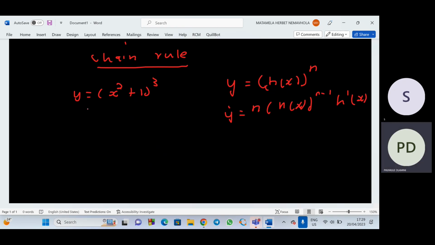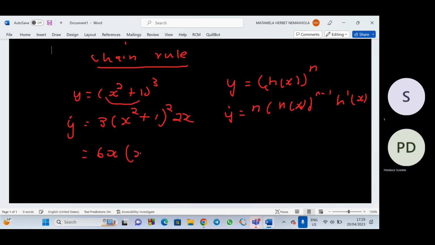So if we use this rule here to find this using the chain rule, y prime is going to be 3 in brackets (x squared plus 1) to the power 2. Then when we differentiate what is inside, we're going to get 2x. And when we get 2x, this one here is going to give us 6x(x squared plus 1) to the power 2. So we have just differentiated using the chain rule.